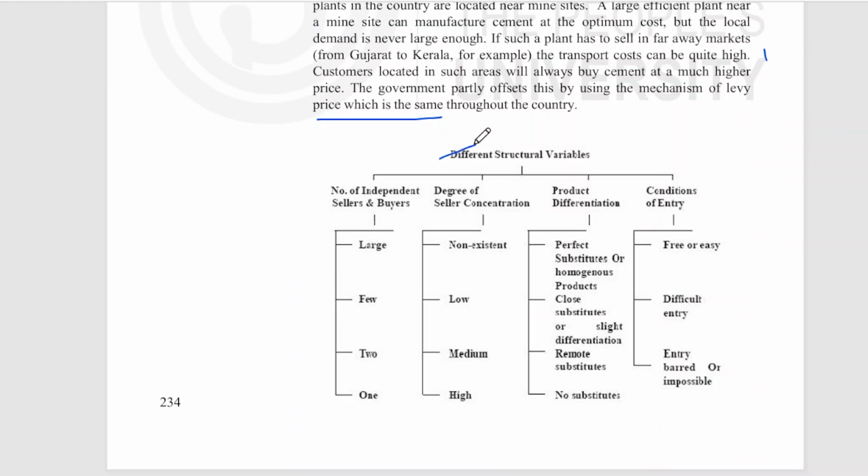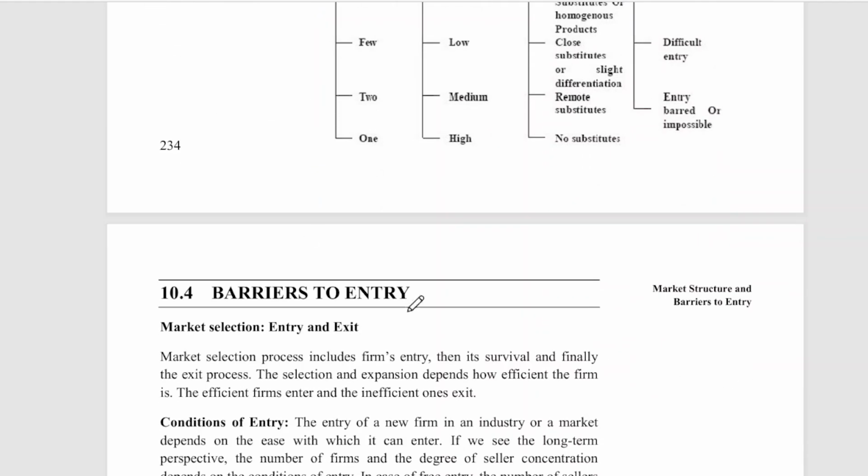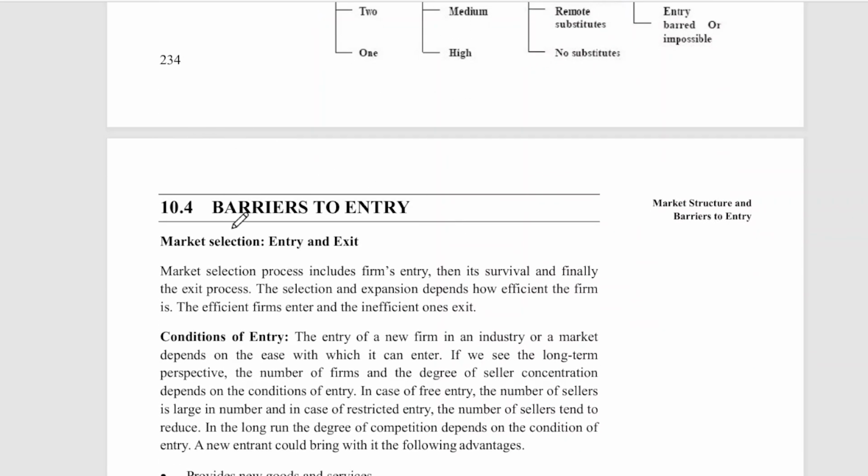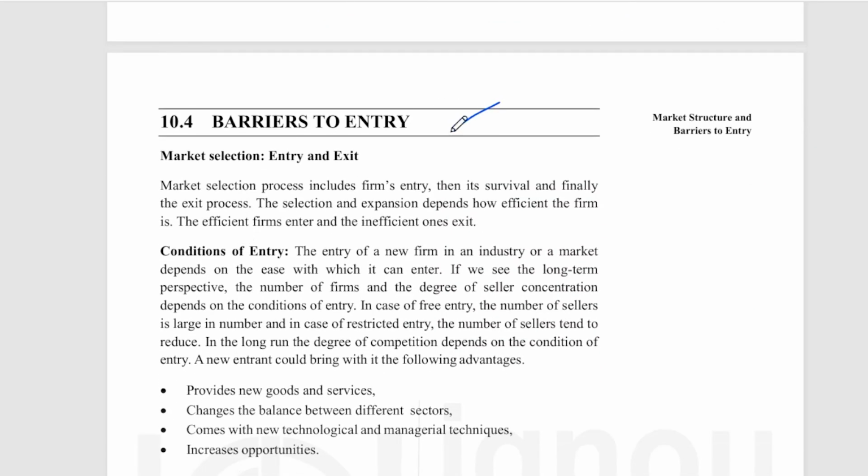Okay, so here is one chart: different structural variables, number of independent sellers and buyers, degree of seller concentration, product differentiation, and the condition of entry. Okay, so please go through this and it will be more clear. And the next is barriers to entry.